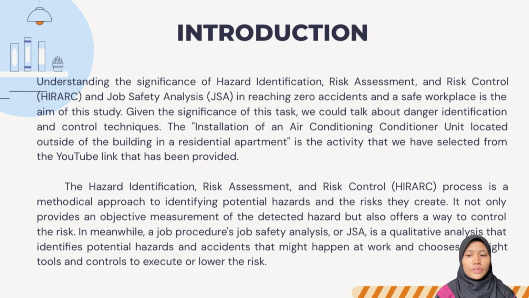The hazard identification, risk assessment, and risk control hierarchy process is a methodical approach to identifying potential hazards and the risks they create. It not only provides an objective measurement of the detected hazard but also offers a way to control the risk. Meanwhile, job safety analysis, or JSA, is a qualitative analysis that identifies potential hazards and accidents that might happen at work and chooses the right tools and controls to execute or lower the risk.